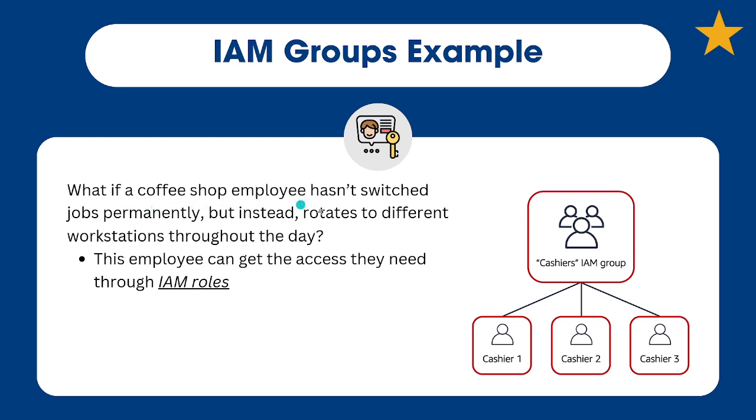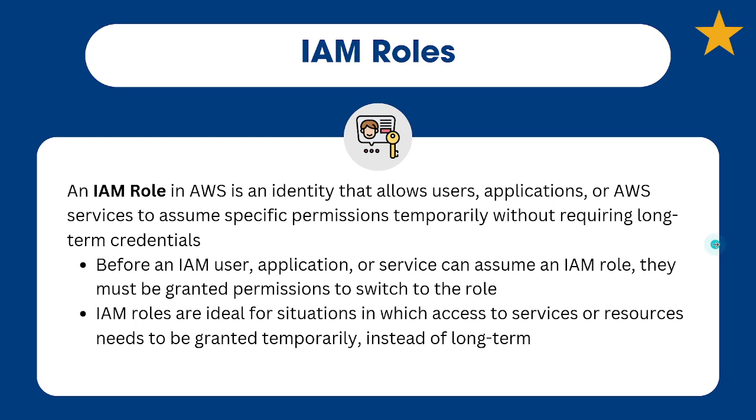So what if a coffee shop employee hasn't switched jobs permanently? What if they're just rotating to different workstations throughout the day? AWS has a solution for this as well. So if you want temporary permissions, temporary access, you can do this via IAM roles. So what is an IAM role? It's an identity that allows users, applications, or AWS services. Remember, it's not always just humans that represent users. It could be other software resources such as databases, instances, etc. to assume specific permissions temporarily. So this is the key of IAM roles, that it's temporary without requiring long-term credentials.